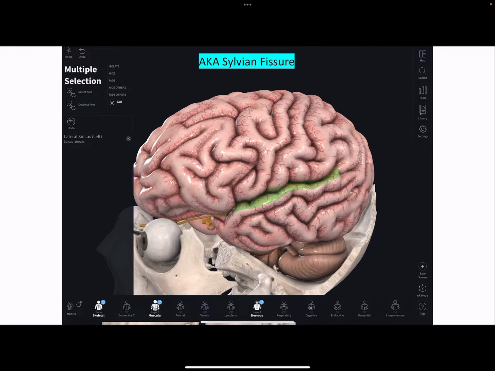So this is just a video showing the Sylvian fissures, lateral fissures, and then the central fissure.